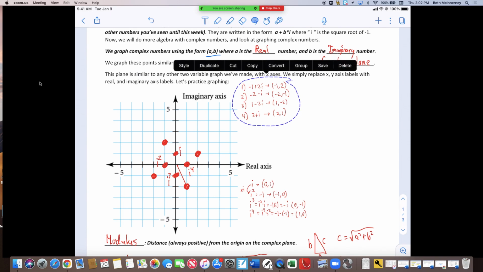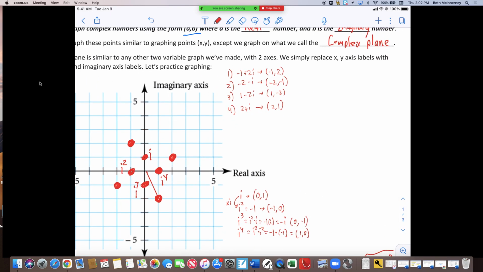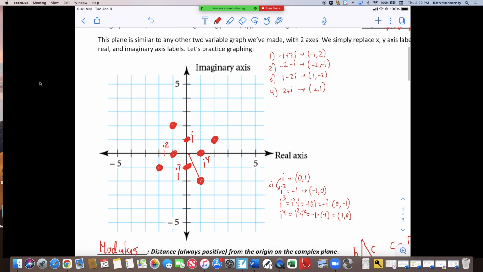So up here, when we had these points, when we went through with i, what happened when we multiplied i by i? We started with i, and then we got i squared. And it just rotated from here to here, right? And then we multiplied it by i again, and went to here, and then back to here. And it keeps going around. It's just rotating around, okay? And the modulus is staying the same.